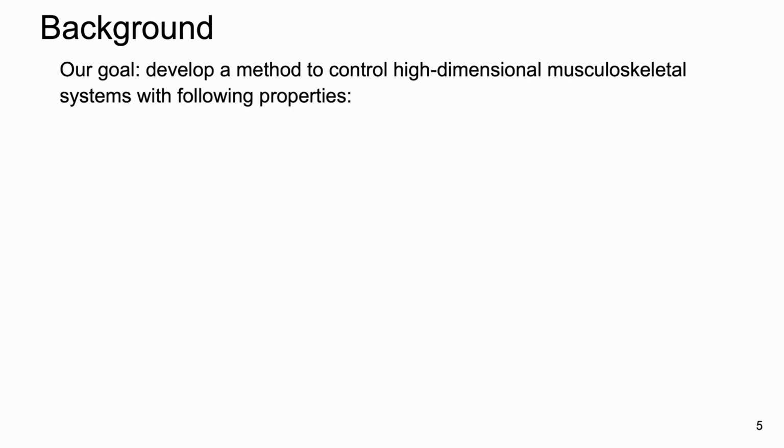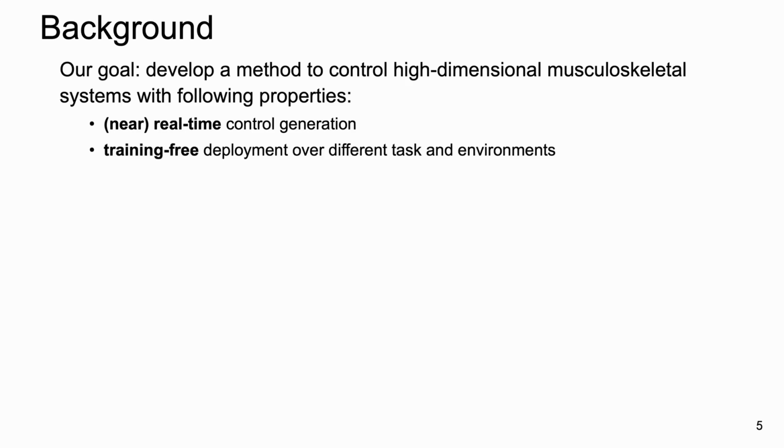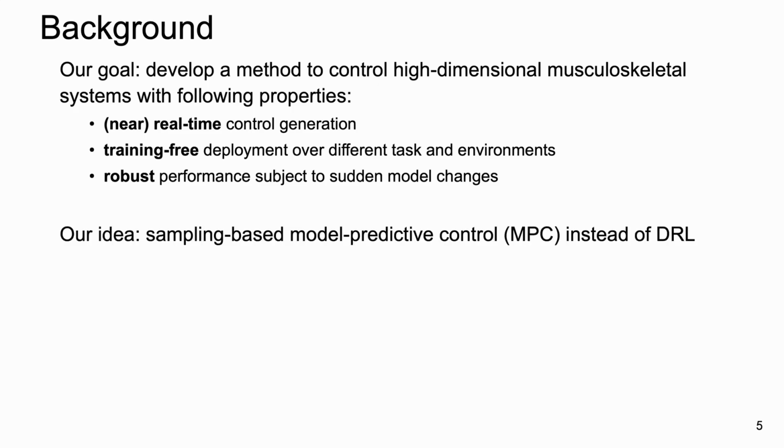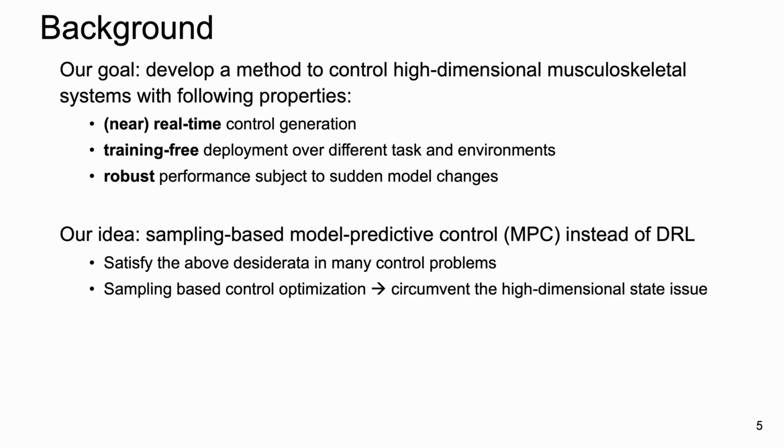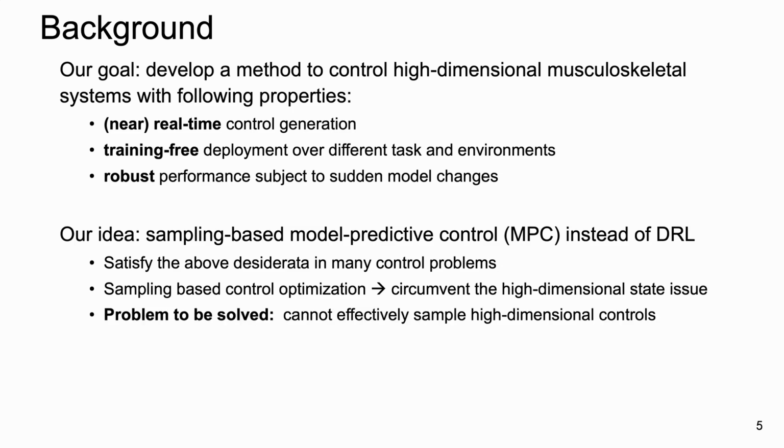Our goal is to develop a method to control high-dimensional musculoskeletal systems with the following properties: near real-time control generation, training-free deployment over different tasks and environments, and robust performance subject to sudden model changes. Our idea is to use sampling-based model predictive control instead of DRL, because MPC satisfies the above desiderata in many control problems, and the sampling-based control optimization procedure can circumvent the high-dimensional state issue. However, sampling-based MPC cannot effectively sample high-dimensional controls, and we need to address this problem to control the musculoskeletal system.